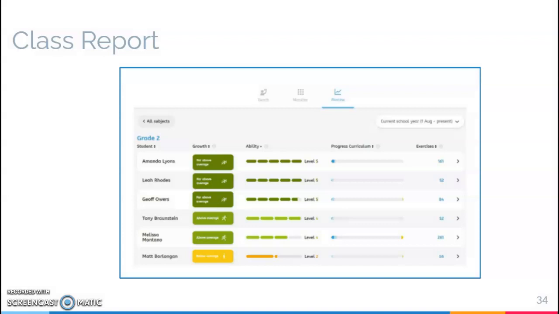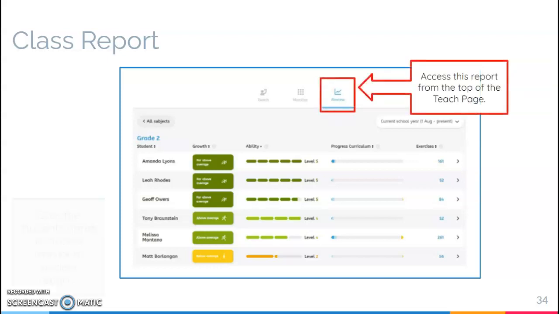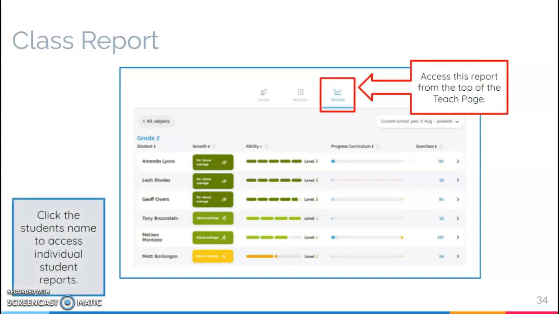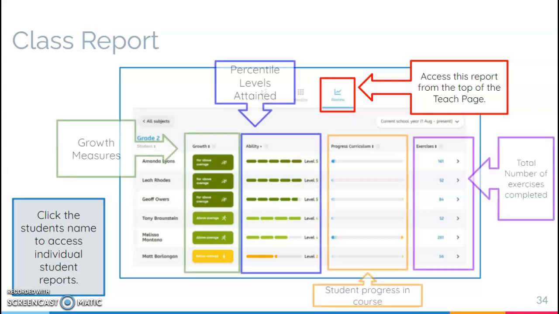The class report can be helpful to see your students in a big picture kind of way and can be accessed from the Review tab at the top of your page. If you want to see more about an individual student, you can simply click their name for their student report. But within the class report, you can see student growth measures, percentile levels attained, student progress, and total number of lessons completed.